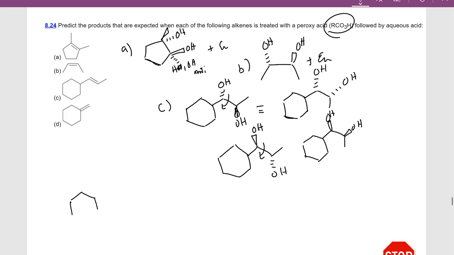So for D, we're adding here, and we're adding, say, here. The chiral center is on the left, so we can say plus enantiomer. Alright, and that's anti-dihydroxylation. I'll see you in the next video.